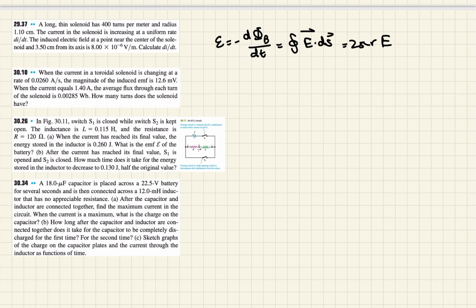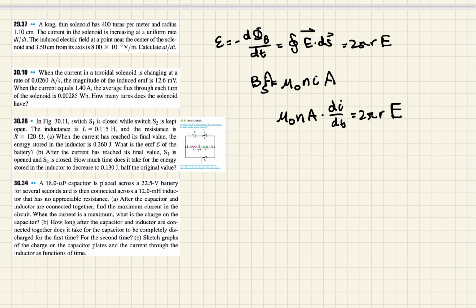And we know magnetic flux is B times A, and A doesn't change. And so you can take out the A. And the formula for the magnetic field of a solenoid is mu naught n I. And then you multiply it by the area, because that's magnetic flux. And none of those change with respect to time except I. dI/dt does change, it says so in the problem itself. And so this becomes negative mu naught n A times dI/dt is equal to 2 pi r E. And the negative sign does not matter because we're just dealing with magnitudes here.